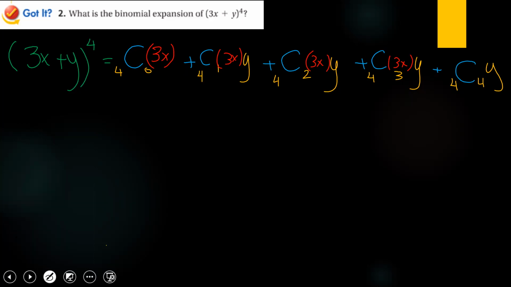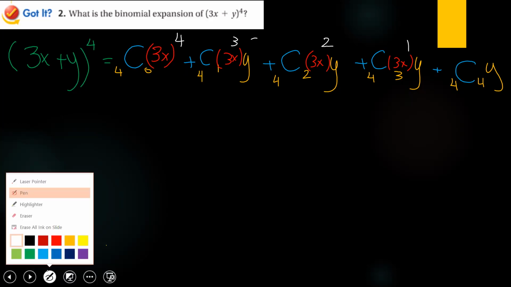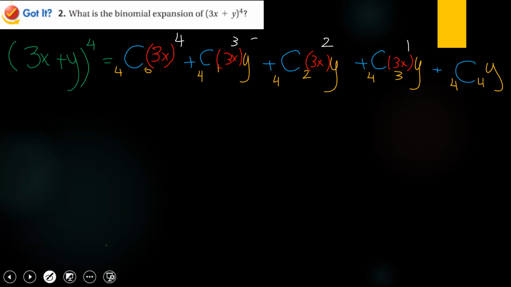Then, so 3x here. Let's start now. We have to count back. That means 4, 3, 2, 1. And for y, we have to count on. So 1, 2, 3, and 4. Then combination of 0 from 4 is always 1. And 4 from 4 is always 1.